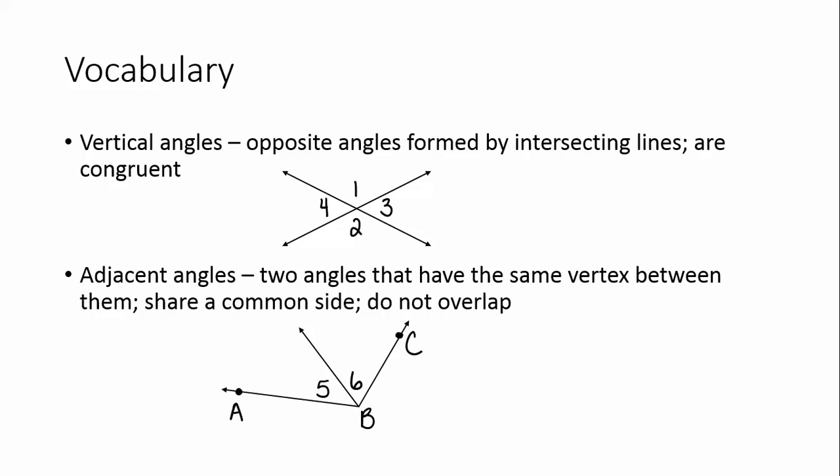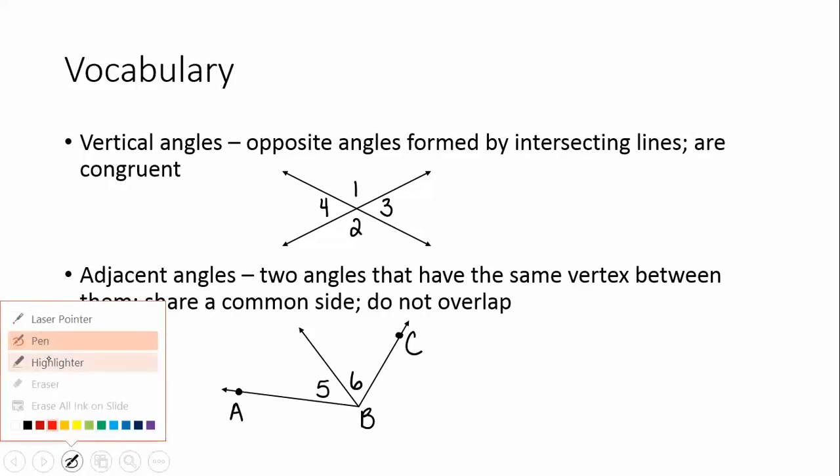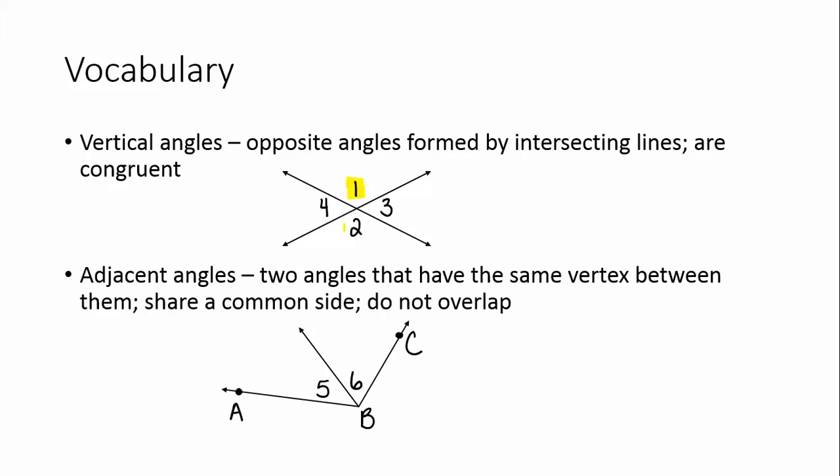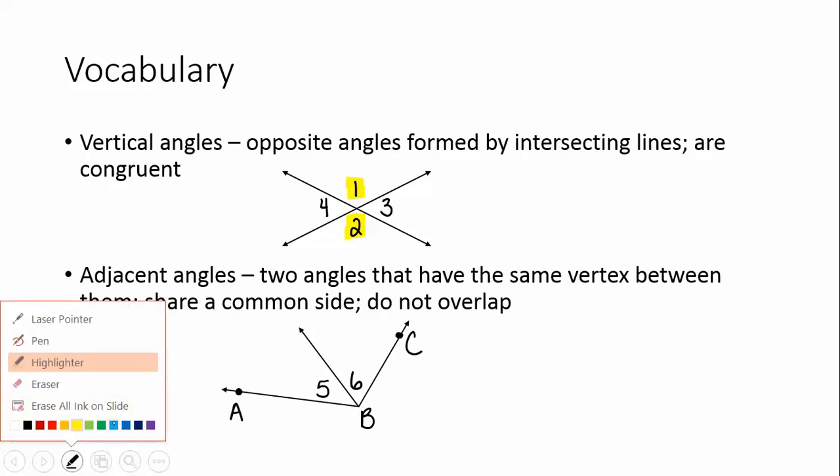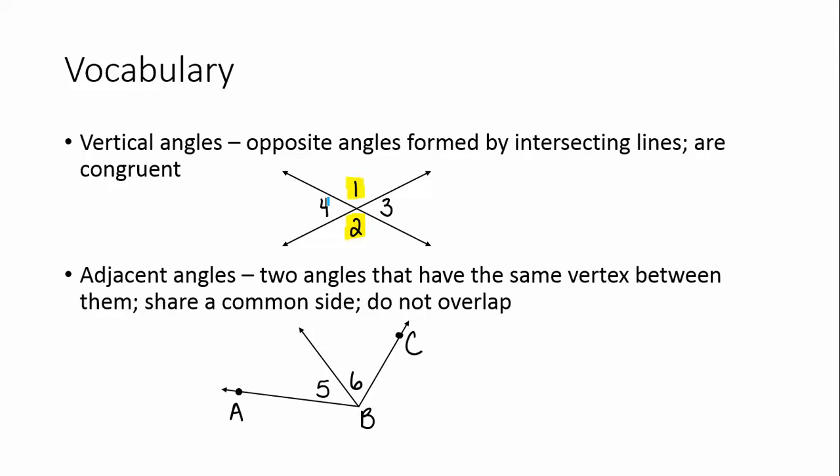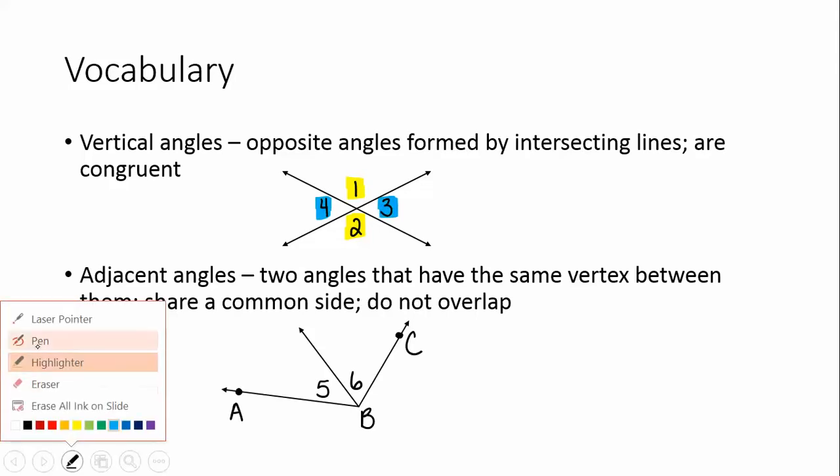So you can see in the picture we have a pair of intersecting lines. The opposite angles, or the angles that are opposite one another, are the vertical angles. So in this picture, angle 1 and angle 2 are vertical angles. They're opposite one another. They're congruent, so they have the same angle measure. And angle 4 and angle 3 are also congruent and are vertical angles.